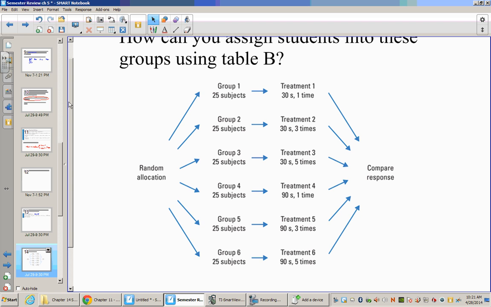Now, assigning to groups. If there are 150 people in a study, give them all a number and randomly choose 25 distinct numbers, all of which are different, and those people would go into group 1. Then I would take 25 new numbers, either from a random number table or a calculator, and all of those numbers have to be different from the first group, and those people would be in group 2. And you keep doing 25 distinct numbers until the rest of the people are just in the last group.